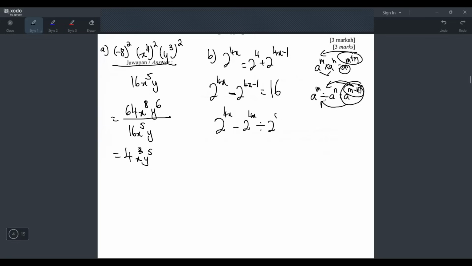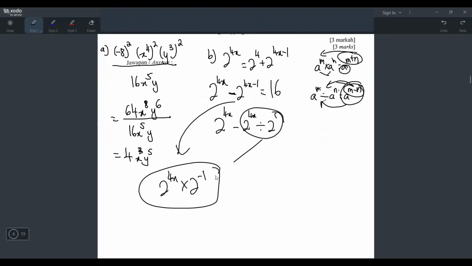Because a power m minus n can become a power m divided by a power n. So 2 power 4x minus 1 can become 2 power 4x divided by 2 power 1, right? But actually, there's another way to write this. You can also write 2 power 4x times 2 power negative 1. Can also. This one and this one are the same.